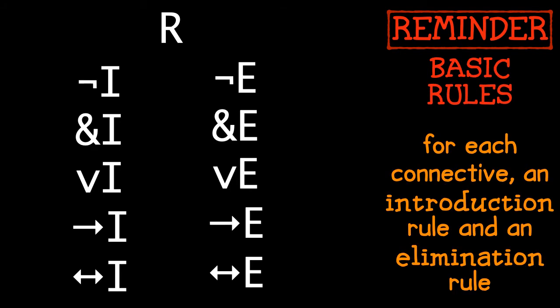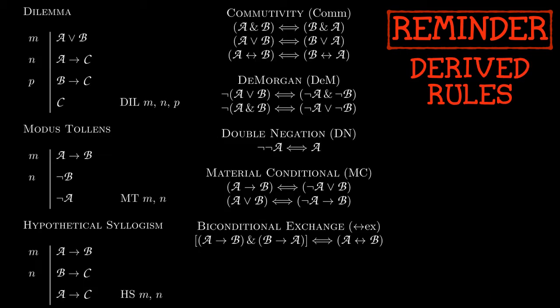Okay, so the core of the proof system for SL is the basic rules. There's a reiteration rule, and for each connective, an introduction rule and an elimination rule. We also have a bunch of derived and replacement rules. They don't allow us to prove anything that we couldn't prove with just the basic rules, but they take fewer steps to do it. They're like shortcuts that we allow in our proof system to make our lives easier. The good news is, all of that still holds for proofs in QL.